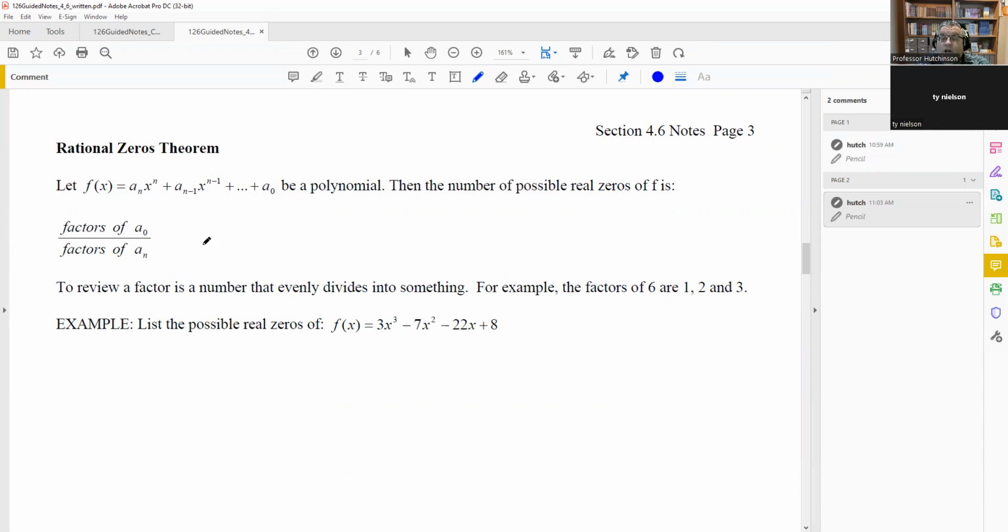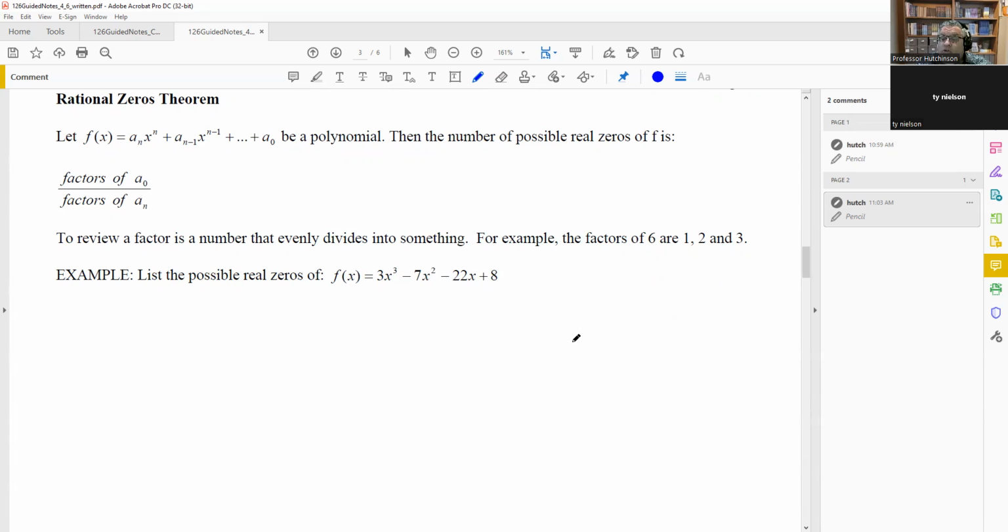So what we're going to do is come up with a list of possible places where the graph crosses the x-axis. Now notice it says the word rational. The word rational means that the place where it crosses the x-axis could either be a fraction or a whole number. So that's what the word rational means. We're coming up with a list of possible places where the graph crosses the x-axis. Now we don't know which one exactly crosses unless we do some testing, and we'll do that next time. But today we're just going to come up with the list of zeros.